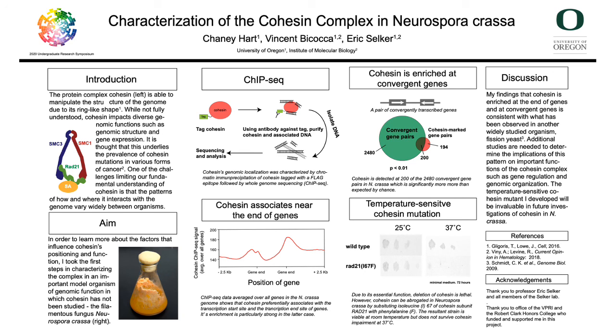So my findings, the findings that cohesin associates with the end of genes and at convergent genes, are consistent with what has been observed in another model organism, fission yeast. So more studies will be needed to determine the implications of these patterns, and a first step could be to see if, despite the fact that these patterns are conserved in Neurospora crassa, cohesin functions differently in Neurospora crassa, such as whether it contributes to genomic structure in a similar way in Neurospora crassa as it does in yeast.